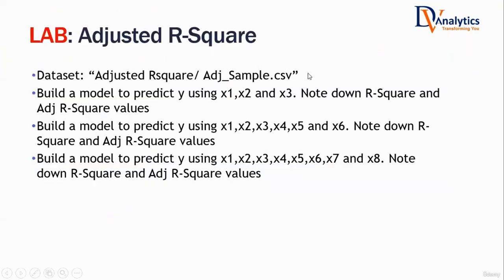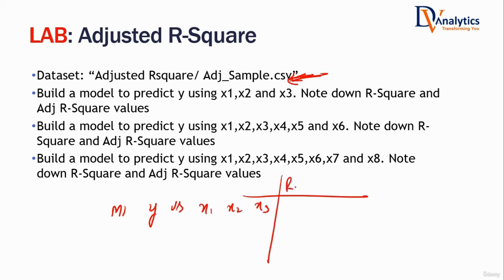This is a small simulated data set. It's not a real data set. I have created it just to explain the concept of adjusted R square. In this data set, you have to import this data and build model M1, which is trying to predict target variable Y using 3 variables. For that model, look at the value of R square and the value of adjusted R square.